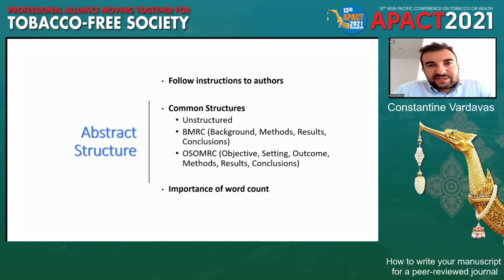Take care of the word count. Usually it's between 250 and 350 words. Each journal has its own separate, different word count for the abstract. So you've got to be careful about that.